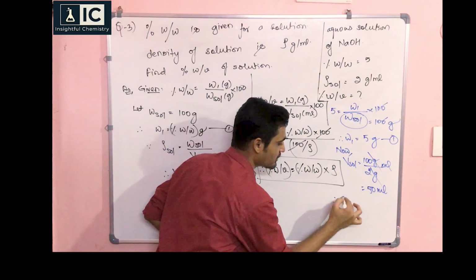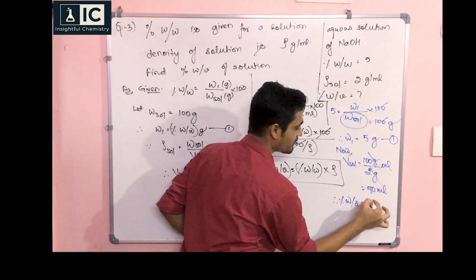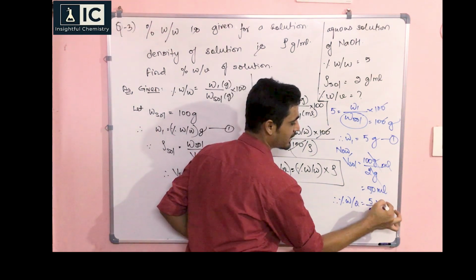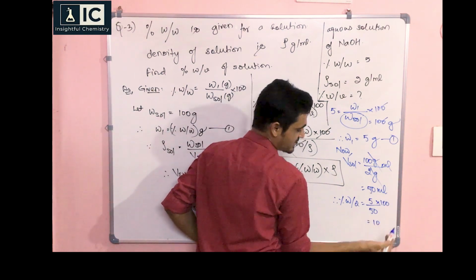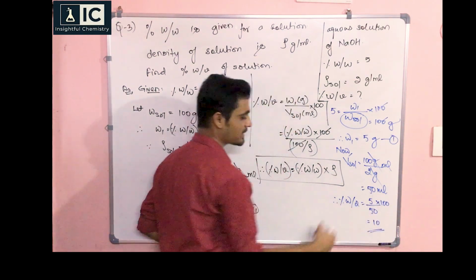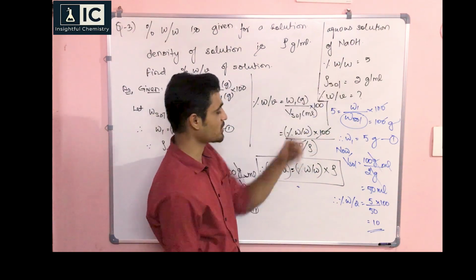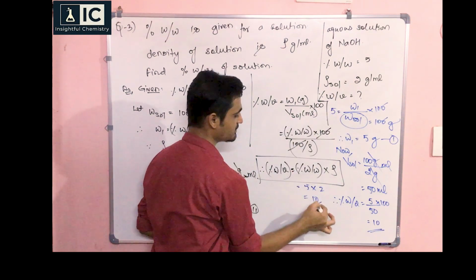Done. Therefore percent W by V will be equal to W1, 5 by 50 into 100. How much will it be? 10%. Done. If you put the values in the formula, what will it be? W by W is how much? 5 into density 2 equals 10, right?